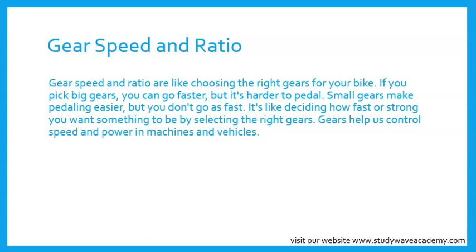Imagine gears as the buttons on a remote control of a toy car. You press the big button to make it go super fast, but it doesn't go very far. The small button makes it go slower, but very far. That's what gear speed and ratio are. Picking the right button to make things go the way you want, either fast or far, in machines and vehicles, okay? Good.